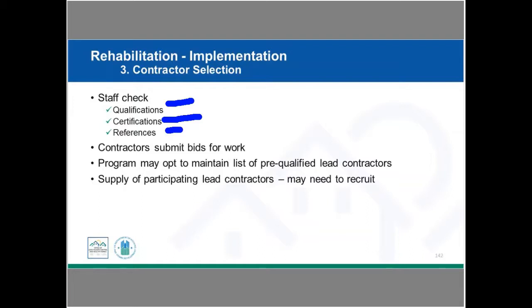During this time is when the contractors would submit their bids for work, and so you, as a grantee, may want to keep a list of pre-qualified lead contractors, and then these could be notified when you had actual bid opportunities. And then you may need to recruit if you need to find more lead contractors. You could offer free RRP training, and then you do want to make sure that you're interviewing your contractors and asking for their credentials.